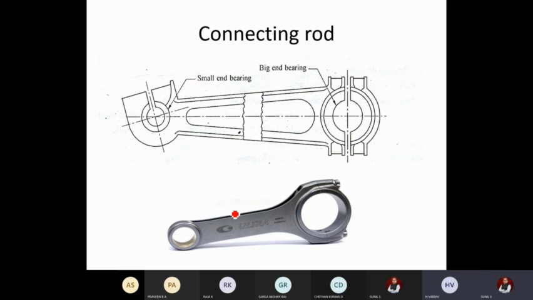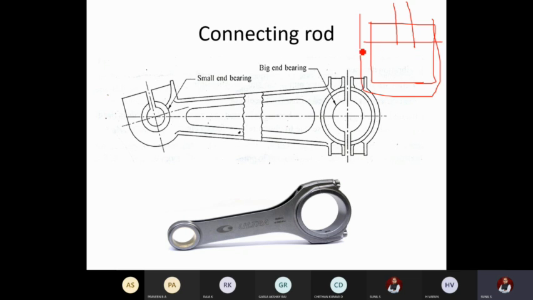Yes, sir. After the piston pin, the next important component is the connecting rod. See, as we discussed, first we have a piston. So this piston cylinder arrangement is there. To that piston, we have a connecting rod. This connecting rod is connected with the help of a piston pin.